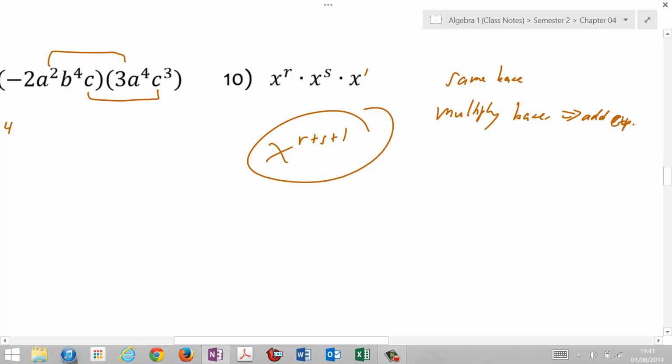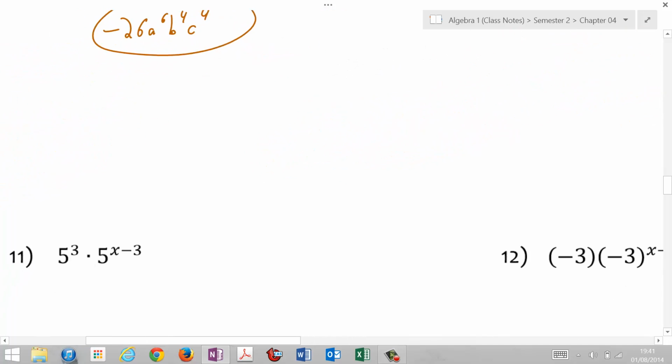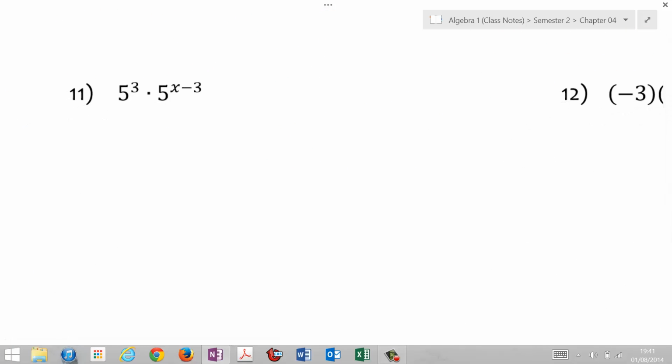Later on in Algebra 2, you'll start to see what happens when we have variables in the exponent, like you can see now. Let's go to number 11. Here I can do the same thing. I can multiply the bases and add the exponents. 3 plus x minus 3. The 3 minus 3 cancels, and I just get 5 to the x.